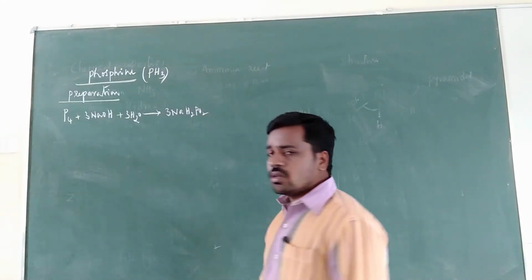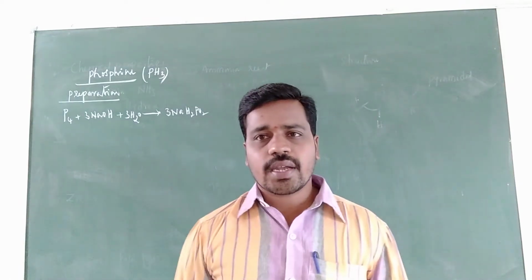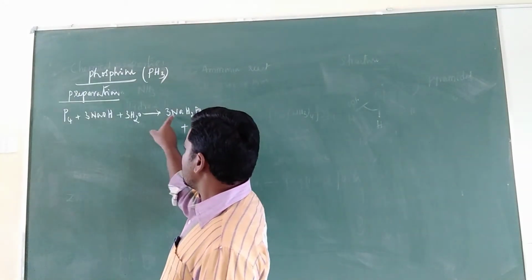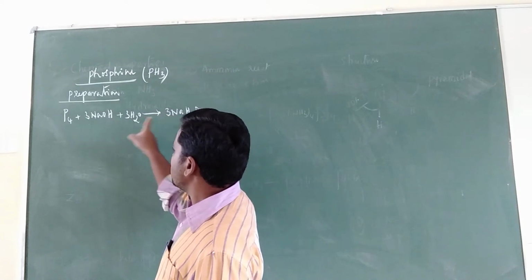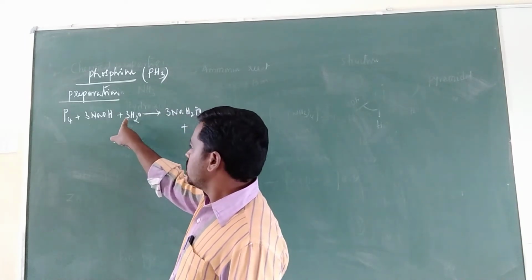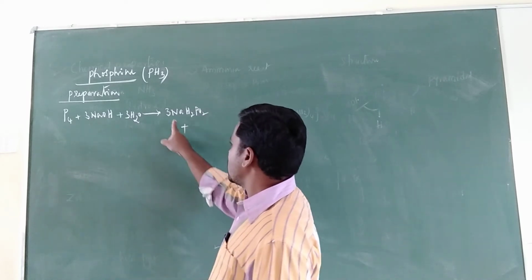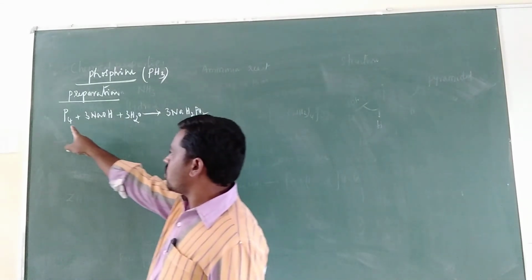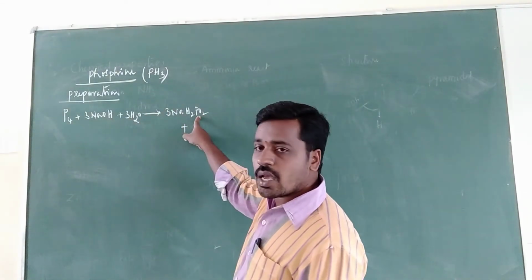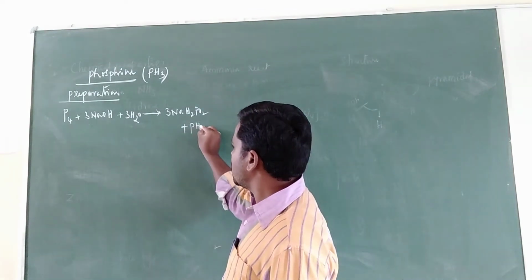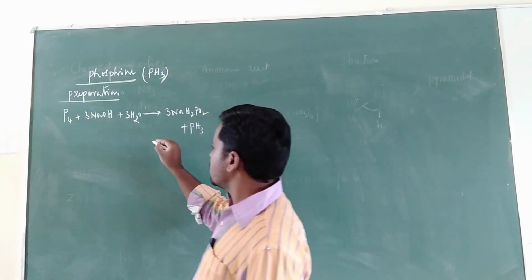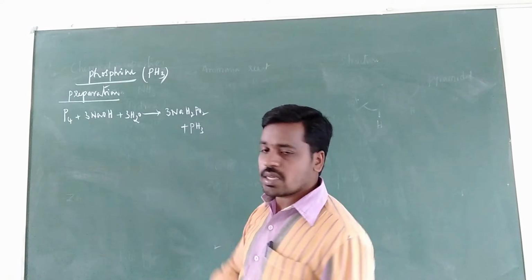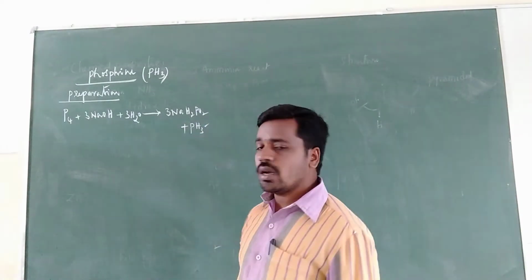3NaH2PO2, sodium dihydrogen phosphide. What are the remaining things here? Plus the remaining 3 sodiums I have written. Hydrogens, how many hydrogens are there here? 6 plus 3, 9 are there. We have written 6 hydrogens, remaining. And phosphorus, here 4 phosphorus are there. 3 phosphorus I have written, 1 phosphorus and 3 hydrogens. And also we should balance oxygens. Here 3, here 3, total 6. So here we have obtained phosphine.